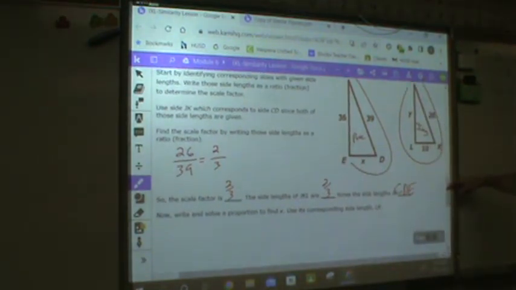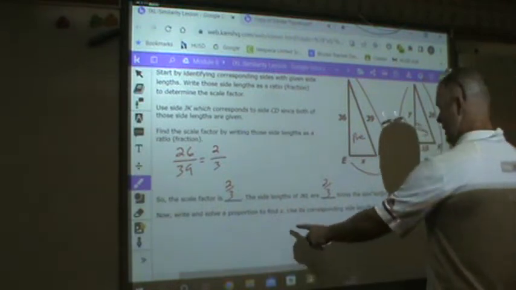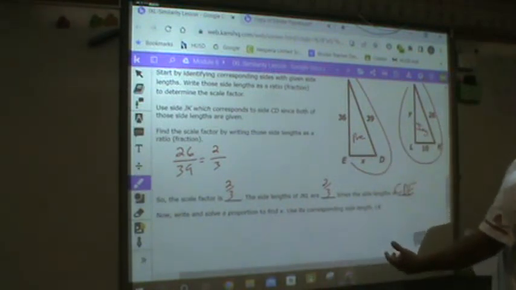So I'm going to use this scale factor, all right? I'm going to compare corresponding sides. Let's go ahead and find x first.